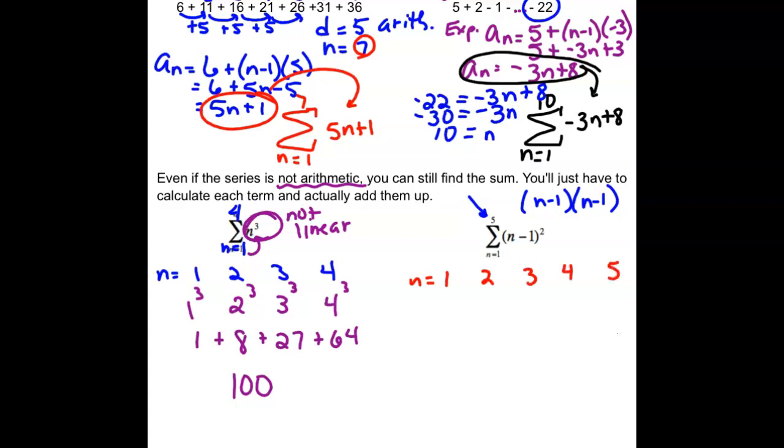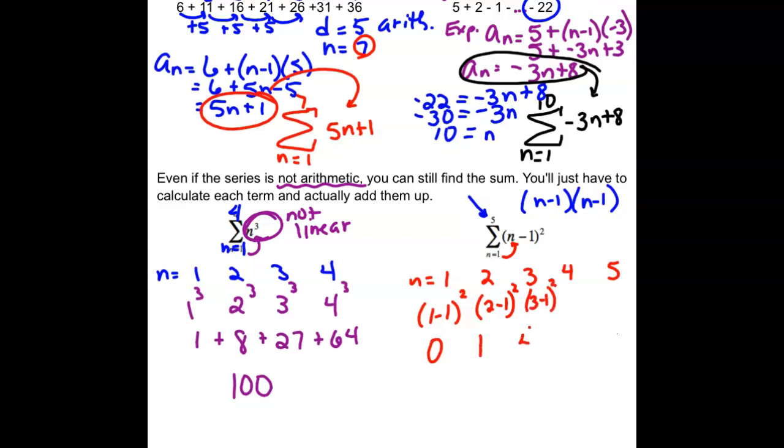All right, so let's start by plugging a 1 in. So this first term would be 1 minus 1 squared. Well, 1 minus 1 is 0. 0 squared is 0. Our second term would be 2 minus 1 squared. 2 minus 1 is 1. Squared is 1. Our third term, 3 minus 1 squared.